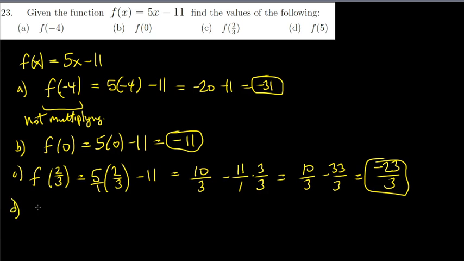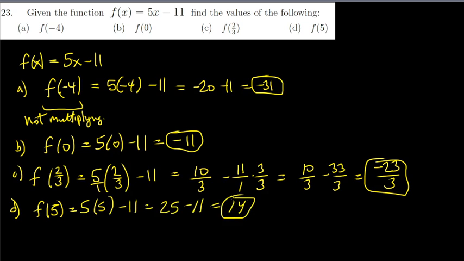And part D, well, I shouldn't have to do this, right? It's just 5 times 5 minus 11. So 25 minus 11 is 14. Okay, so I think that's it for number 23.